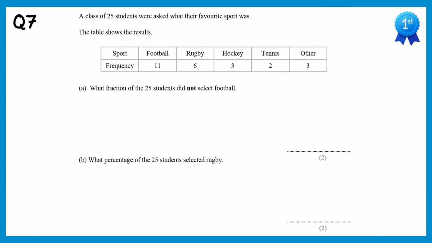For part A of this question, we're interested in students that did not select football, so that's all of these. If you add them up, then we do 6 add 3 add 2 add 3, and that gets you a total of 14. In the question it said to write it as a fraction of the 25 students, so this would be 14 over 25.